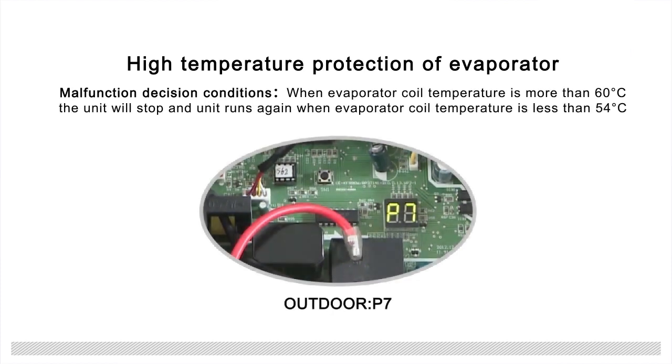High temperature protection of evaporator. Malfunction conditions: when evaporator coil temperature is more than 60 degrees Celsius, the unit will stop, and the unit runs again when evaporator coil temperature is less than 54 degrees Celsius.